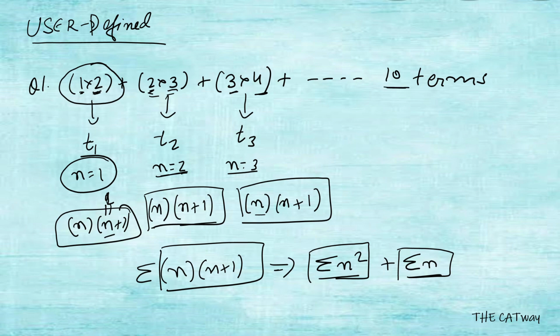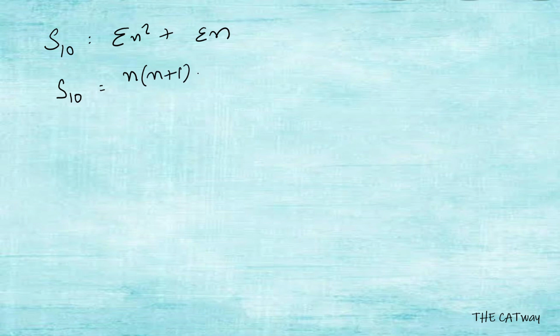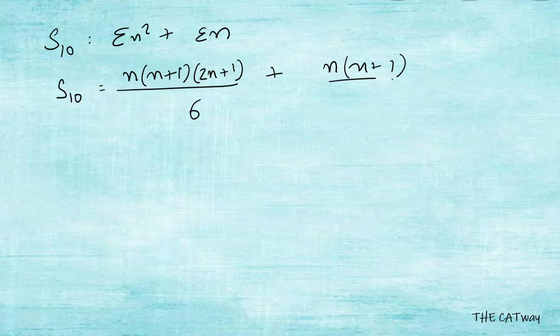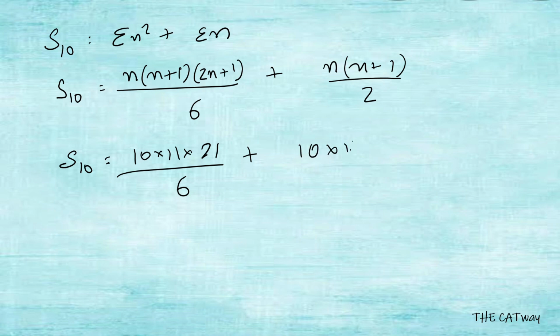We have to find till 10 terms. So the sum up till 10 terms is equal to summation of n square plus summation of n. Summation of n square is n into n plus 1 into 2n plus 1 divided by 6, plus sigma n, that is summation of n, which is n into n plus 1 by 2. We have to find up till 10 terms, so S10 is equal to 10 into 11 into 21 divided by 6, plus 10 into 11 divided by 2.